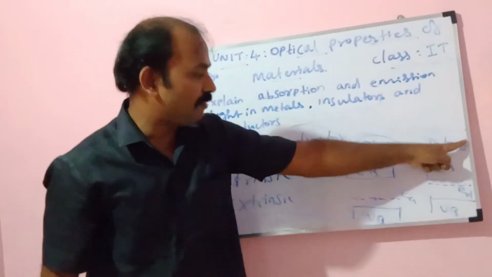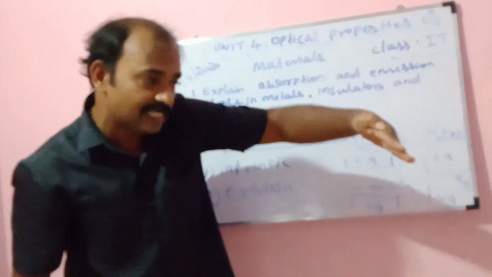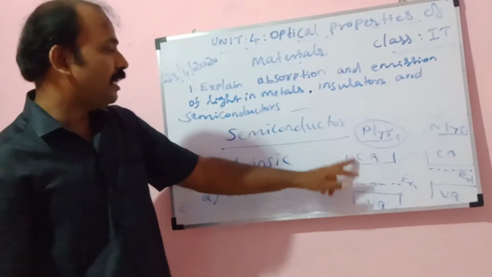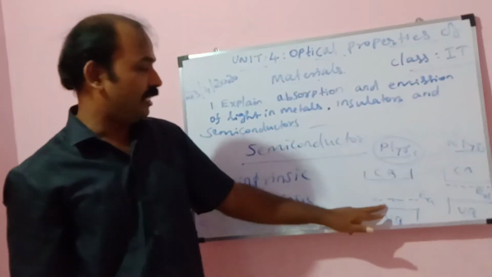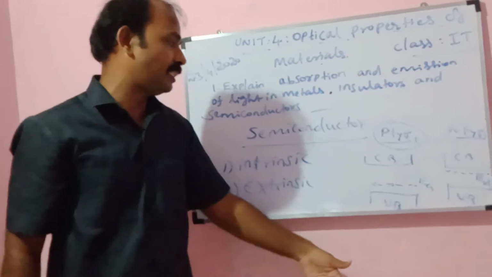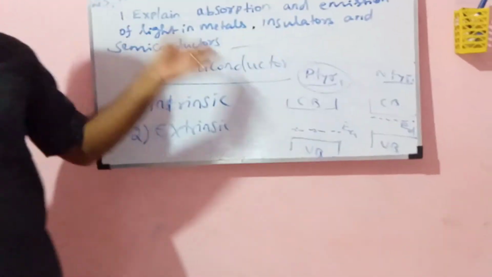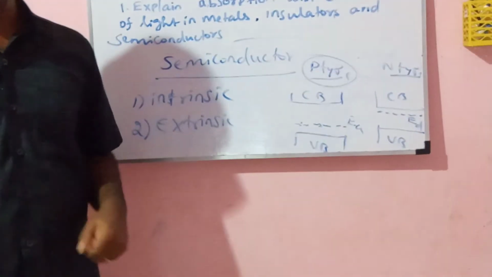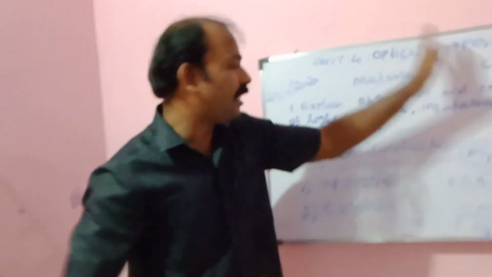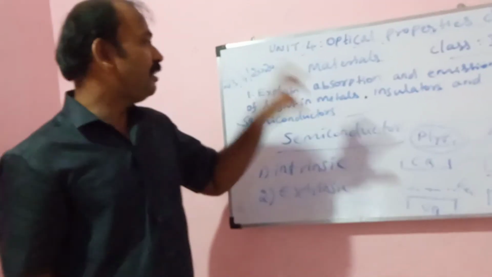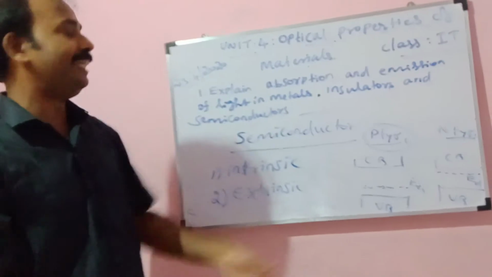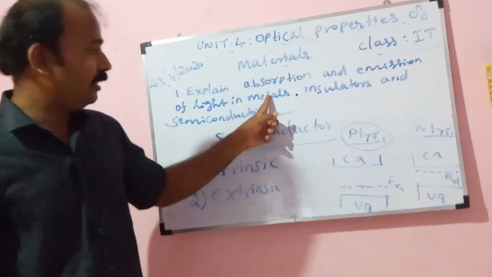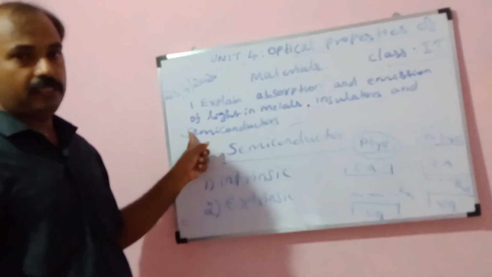So here the emission and absorption take place based on the acceptor energy level and the donor energy level. In an n type semiconductor, the donor energy level lies just below the conduction band, and in a p type semiconductor, the acceptor energy level lies just above the valence band. The transitions between these levels result in the absorption and emission of light in the semiconductor. So these are the methods of emission and absorption of light falling on the different categories: metals, that is conductors, insulators and semiconductors.